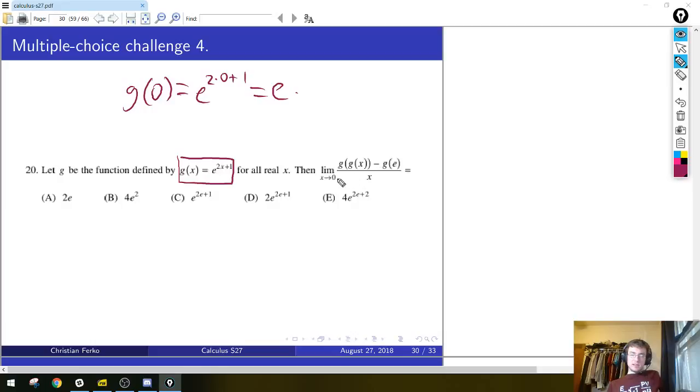Now, initially it seems like this is a very hard problem because you would think, well, I have to plug in g of x, and that's going to be something complicated, and then I have to figure out what g of e is, which is e to the 2e plus 1, and I don't know what that limit's going to be. It seems very complicated. But I'll give you the hint that this limit written here is secretly the definition of a particular derivative. So this is the definition of a derivative of a certain function involving g. It's not g itself, but it's going to be a derivative of actually g composed with g, or g of g of x, at a particular point.